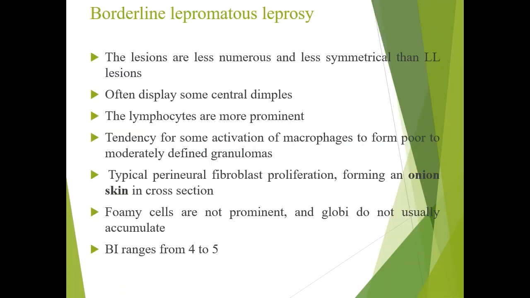Borderline lepromatous leprosy. The lesions are less numerous and less symmetrical than lepromatous leprosy lesions. They often display some central dimples. Lymphocytes are more prominent. There is a tendency for some activation of macrophages to form poorly or moderately defined granulomas. Typical perineural fibroblast proliferation forms an onion skin in cross section. Foamy cells are not prominent. Globi do not usually accumulate. Bacterial index ranges from 4 to 5.